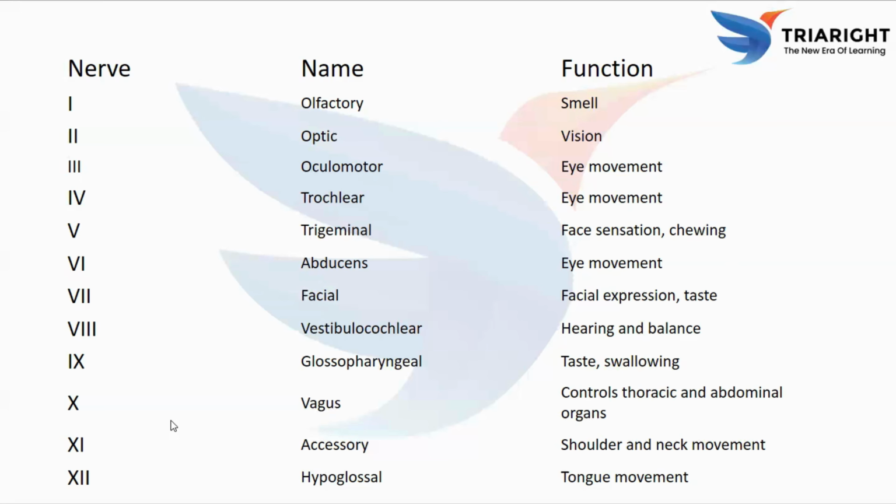Coming to the eighth cranial nerve, it is the vestibulocochlear nerve. It plays a role in hearing and balance. What is the ninth cranial nerve? It's the glossopharyngeal nerve. This helps in taste and swallowing. The 10th nerve is the vagus nerve. The 11th nerve is the accessory nerve. And the 12th is the hypoglossal nerve. The name itself tells you that glosso means tongue, right? So its function is the movement of the tongue.